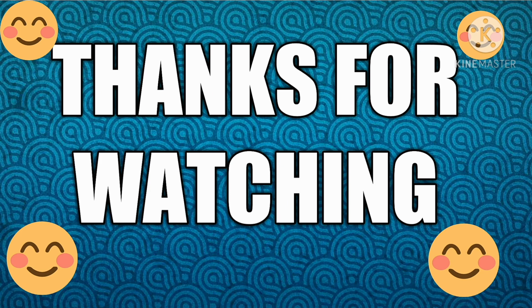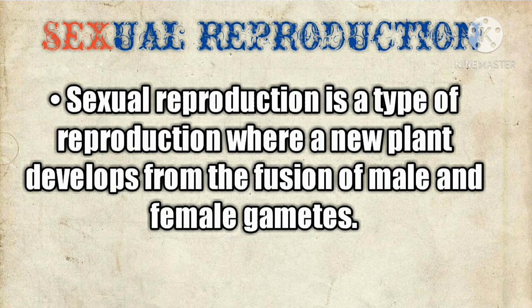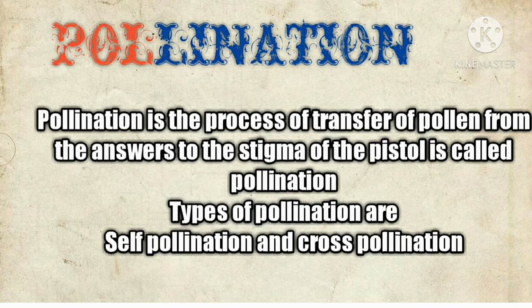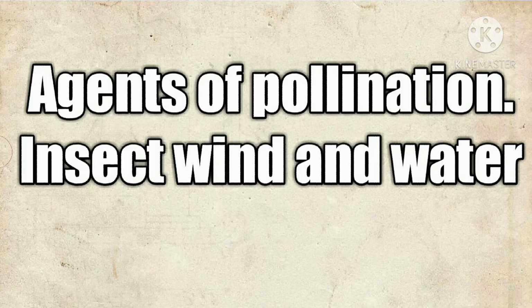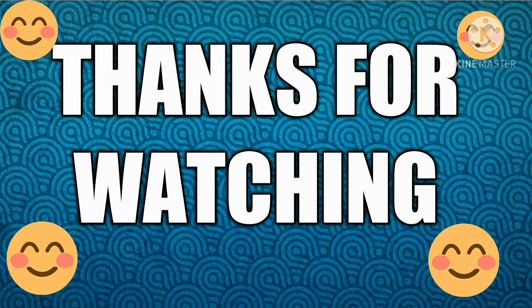So that's all in this video. In this video, if I tell you briefly, we have discussed the artificial method of vegetative propagation. Then we discussed sexual reproduction. In sexual reproduction, we discussed parts of a flower, types of flower, pollination, agents of pollination, fertilization, and what a zygote is. In the next video, I'll be sending you some notes, or you can say the full summary of the chapter.